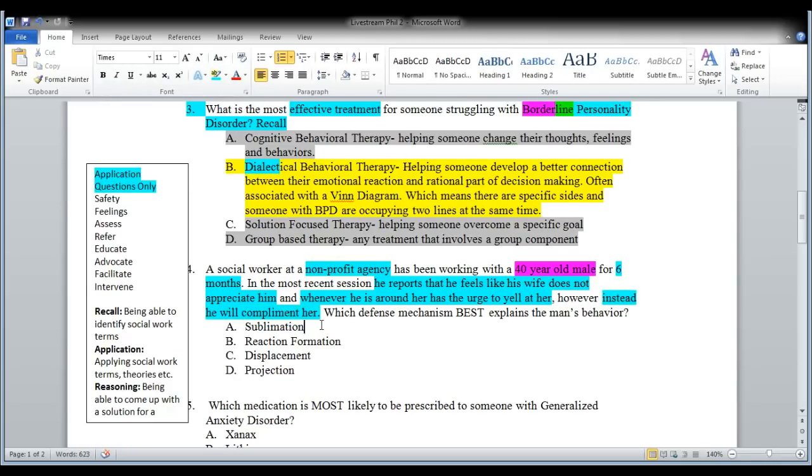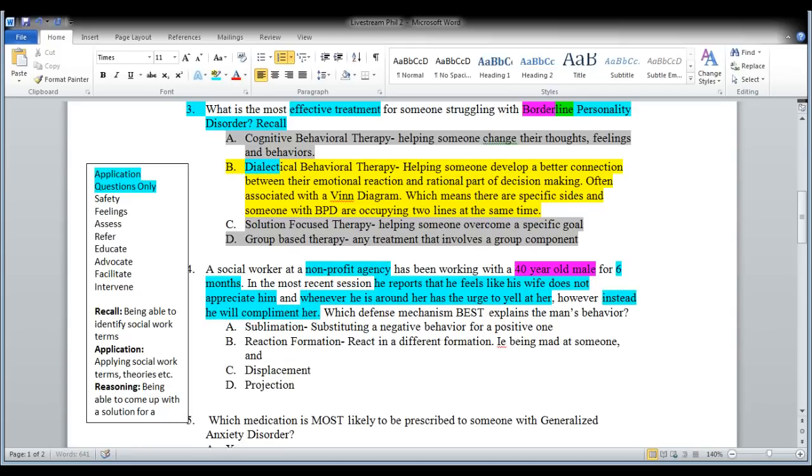So the defense mechanisms here, sublimation is substituting a negative behavior for a positive one. Reaction formation, react in a different formation, i.e. being mad at someone and telling them you love them.